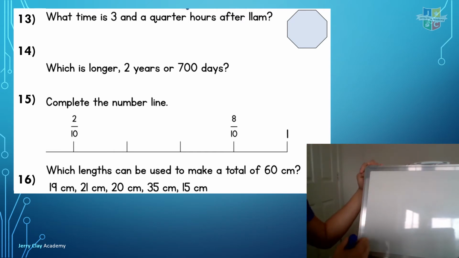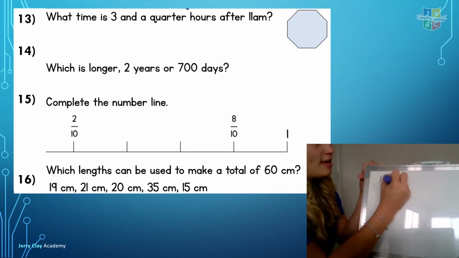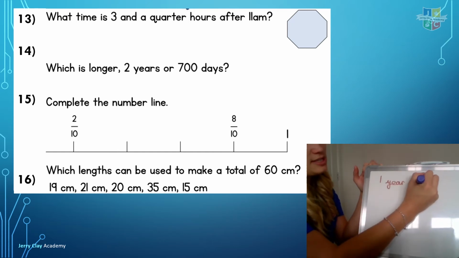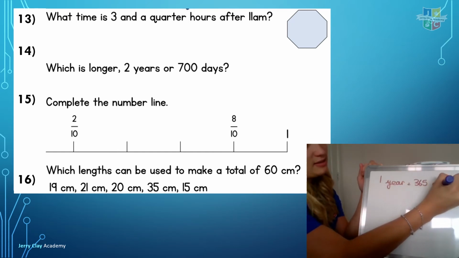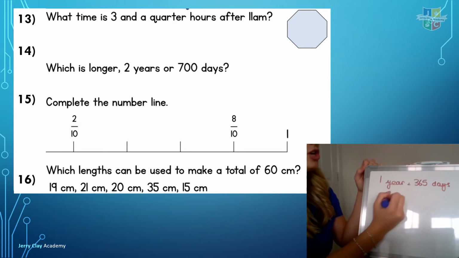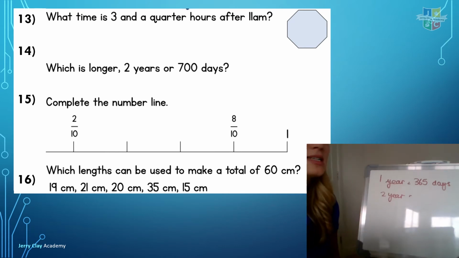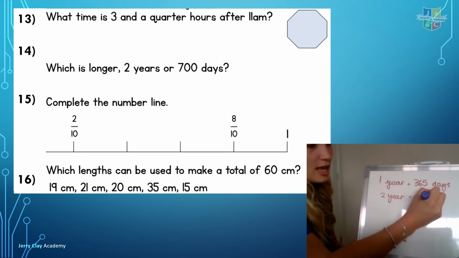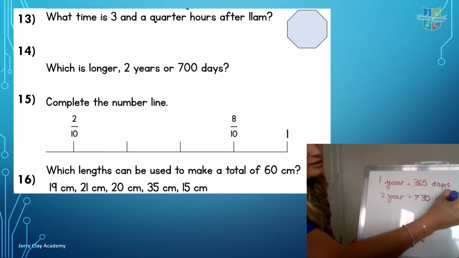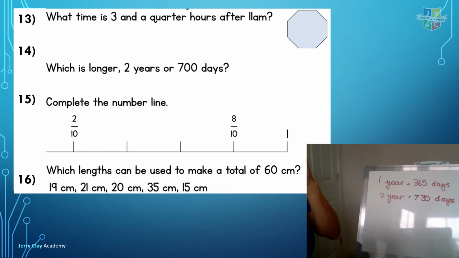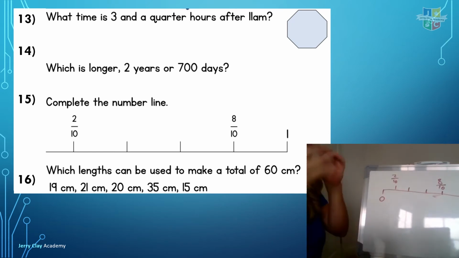Okay, for number 14, we want to know, so in 1 year, there are 365 days. So if they're in two years, I want to do 365, add 365, or I could do 365 times 2. I would know that my answer is 730 days. So we can clearly see that 700 days is going to be shorter and 2 years is going to be longer. For number 15, we needed to complete the number line.